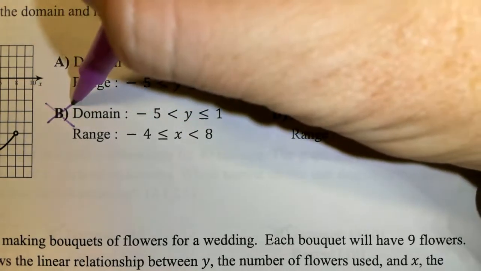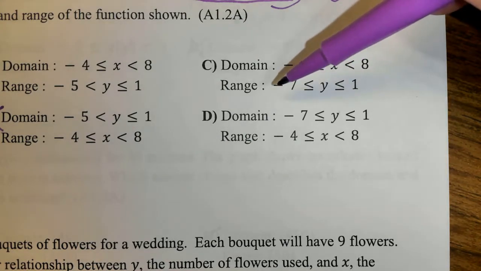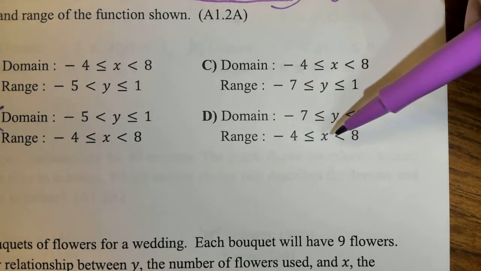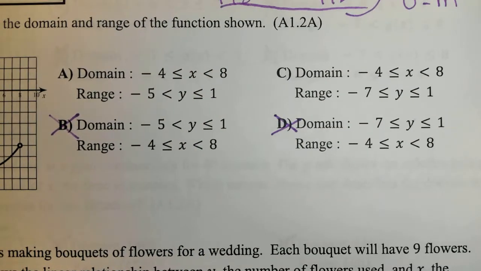So B is wrong. Look at C. X is domain, y is range. X is not range, so that's wrong. So look, before I even looked at the graph or any numbers or anything else, I got rid of 2 answers because they put x and y in the wrong spot. They will do that for you on purpose to see if you're paying attention.